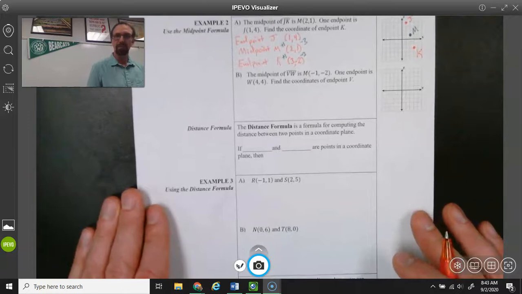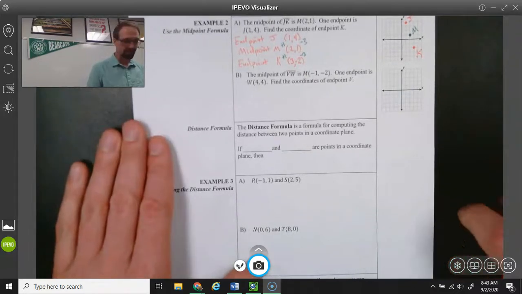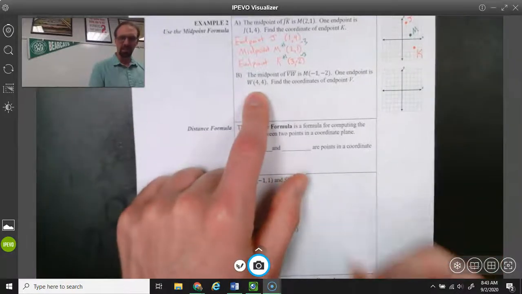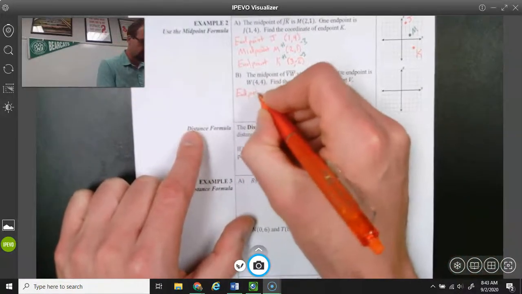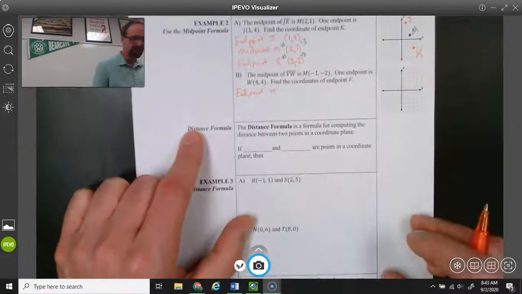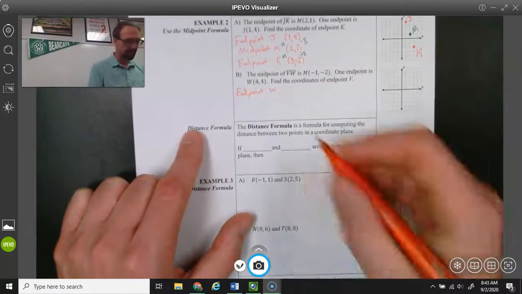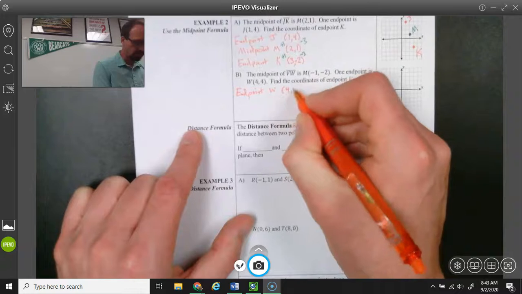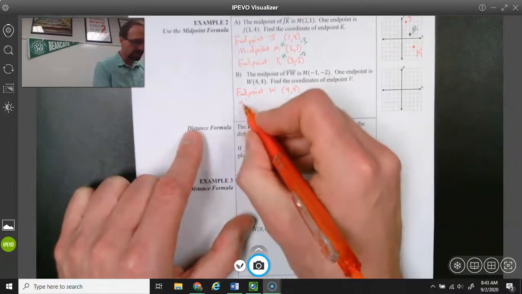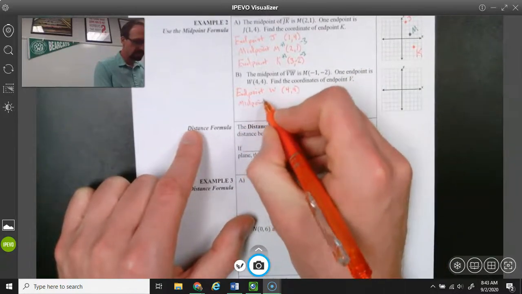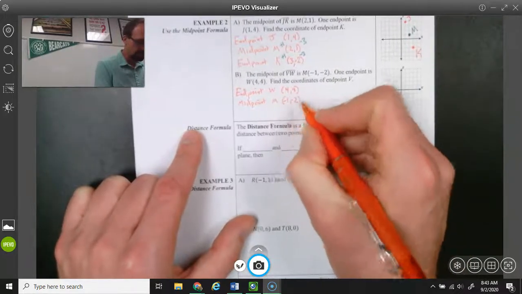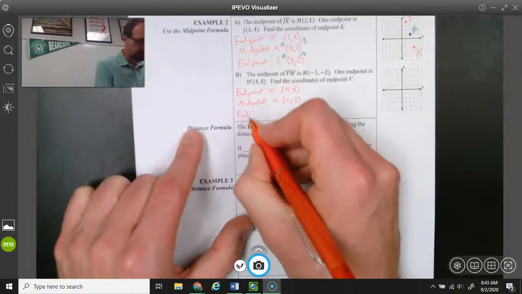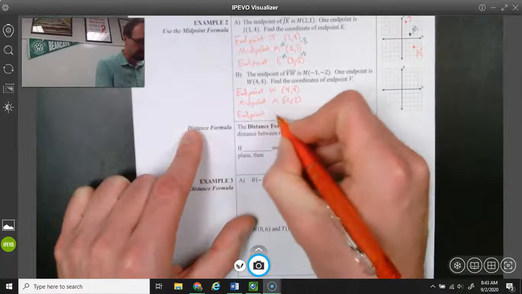For this next one, the midpoint of VW is M, and then I give you one endpoint, W. You always want to start with the endpoint that it gives. So I'm going to start with endpoint W. So if I start with endpoint W here, that's 4, 4. The midpoint, M, for this one, is -1, -2. And then the other endpoint that I need to find is V, endpoint V.